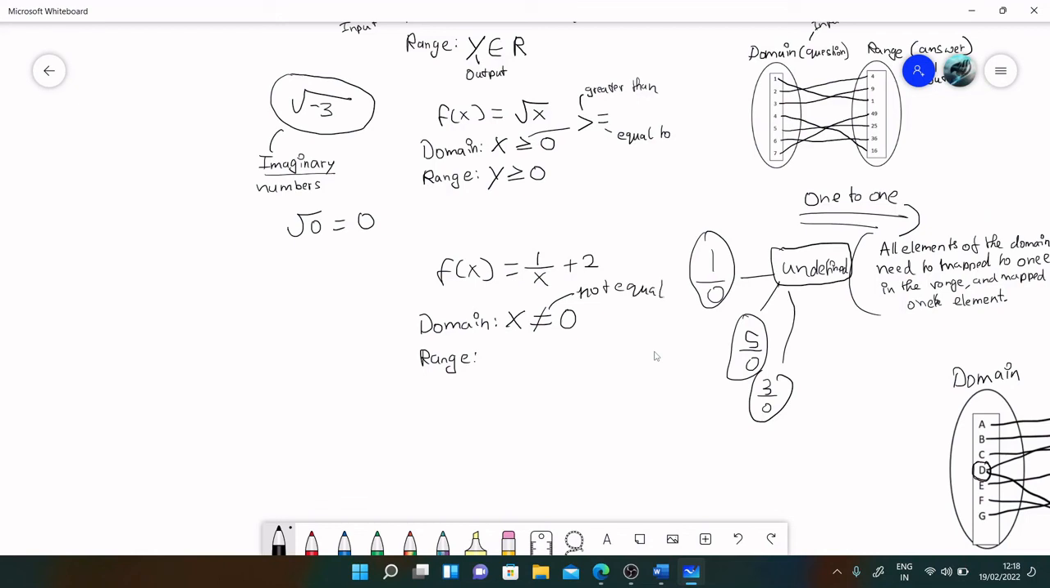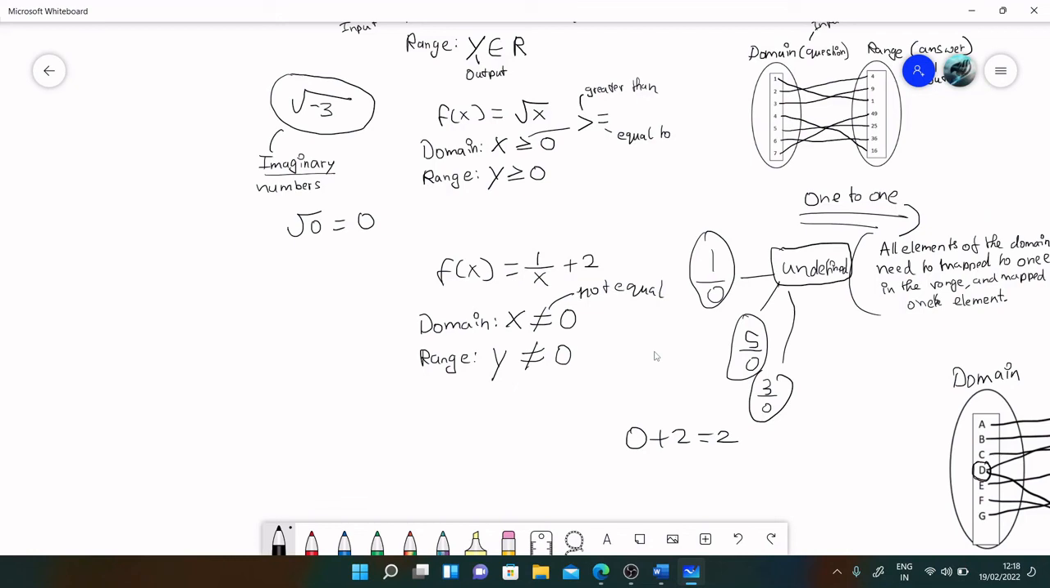A range. If our inputs can be anything except 0, what will be the restriction in our output? You may have guessed this, but our range will not equal 2 because you're adding 2 to it. Only 0 plus 2 can give you 2. Nothing else can give you 2. 1 plus 2 gives you 3. Minus 2 plus 2 gives you 0. Only 0 plus 2 can give you 2.